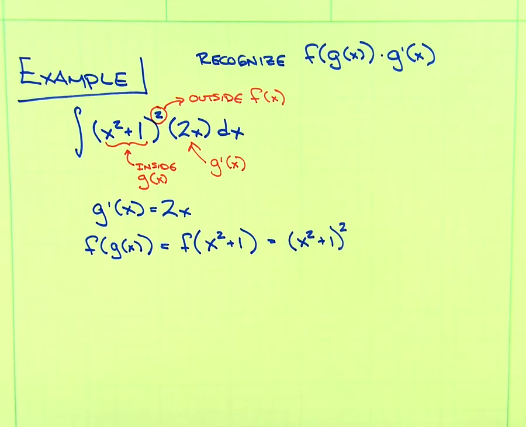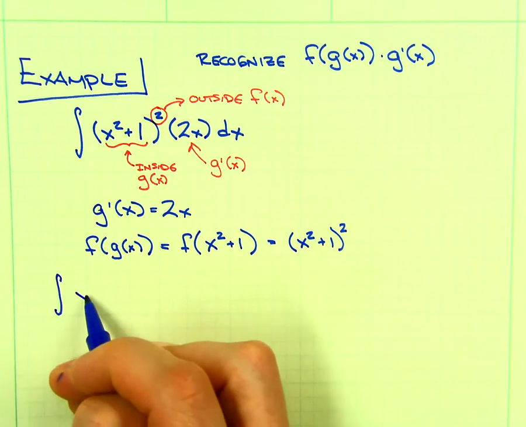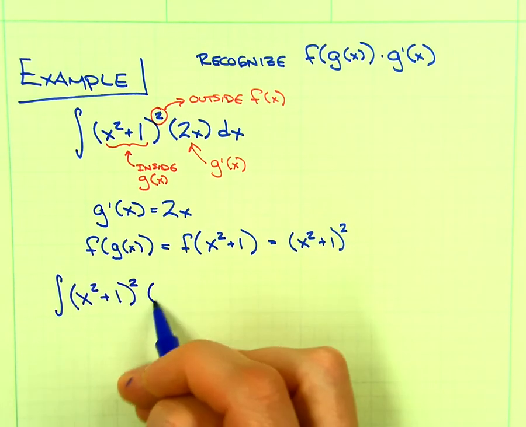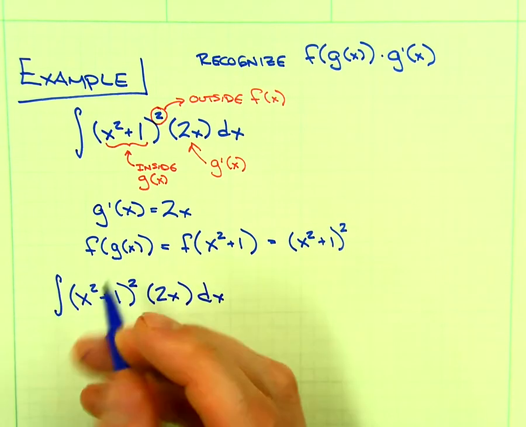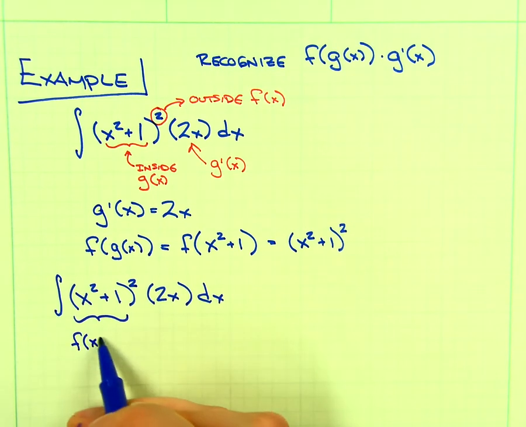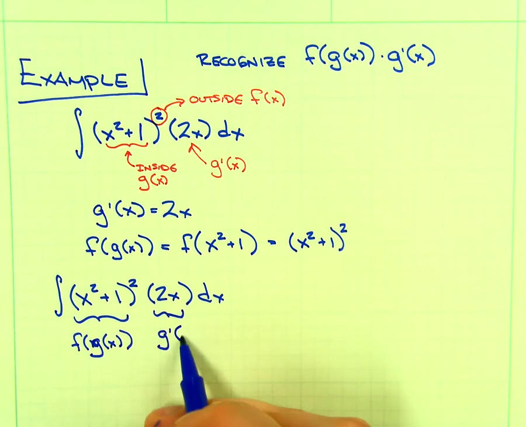So once I know this, I can follow the power rule for integration and the theorem that we just wrote down. Basically, rewriting the original function: x squared plus 1 squared, 2x dx. Once again, this is going to be my f of g of x, and this is going to be my g prime of x.